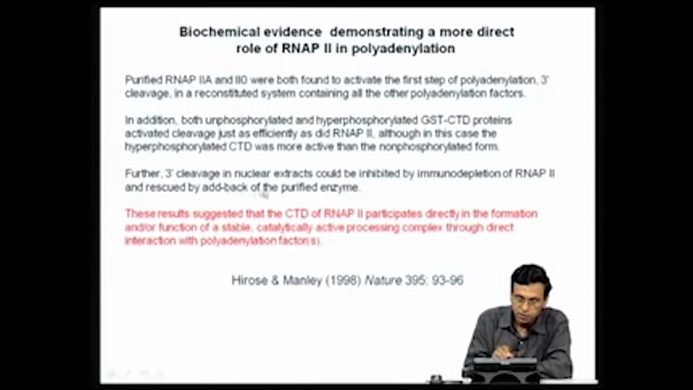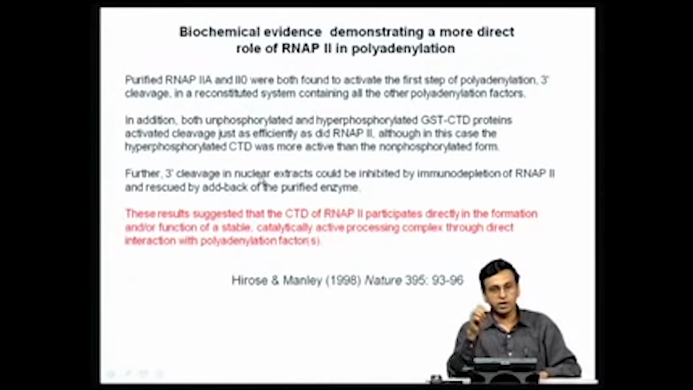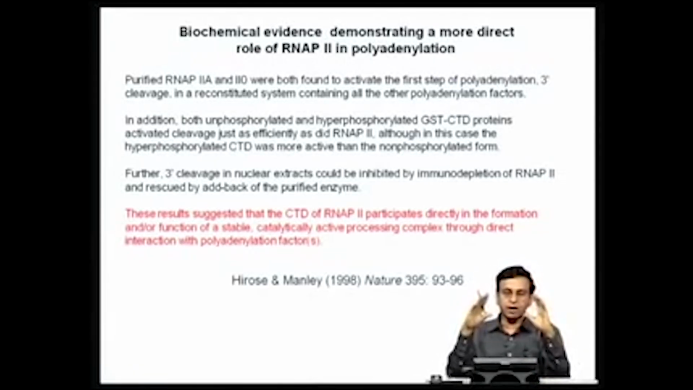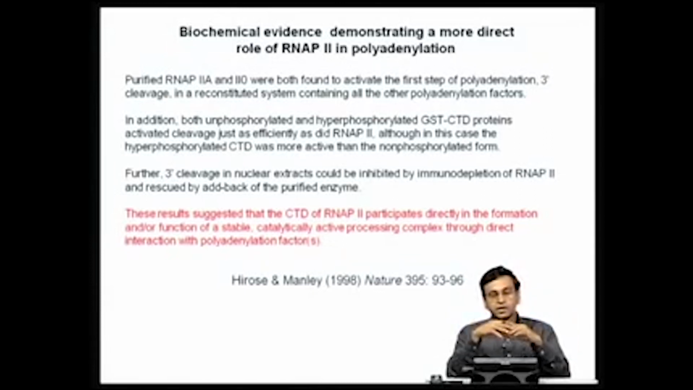And the 3' cleavage in nucleic acids could be inhibited by immunodepletion of RNA polymerase II and can be rescued back by adding purified enzymes. So, all these studies I am telling you because during the late 80s and early 90s, a lot of effort went into really understanding that the RNA polymerase II, in addition to having a role in transcription initiation, also plays a very important role in other subsequent steps of RNA processing, namely capping, splicing and polyadenylation.